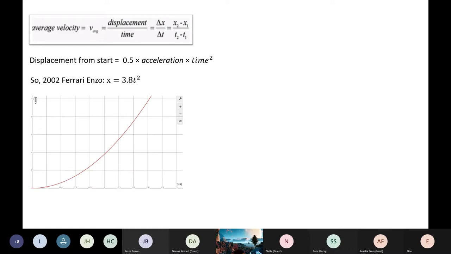If I start from a standstill, after 1 second the distance will be 3.8 times 1 squared, which is 3.8 meters. After 2 seconds, t will be 2, so the distance will be 3.8 times 2 squared, which is 4, so 3.8 times 4, which is 15.2 meters. So basically, we can graph this function. This is the function here.